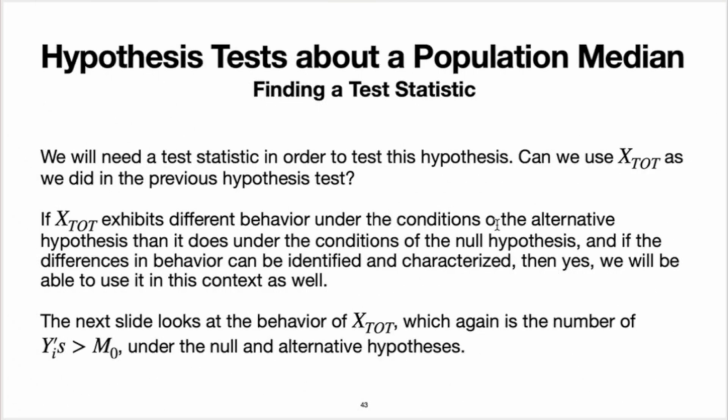Okay, so we'll need a test statistic in order to test this hypothesis. Can we use the same test statistic, EXST, that we used in the previous hypothesis test? Remember that the previous hypothesis test that we covered was a right-tailed test. And so the question is, do we need to come up with a completely different test statistic, or can we utilize the same test statistic? Well, if EXST exhibits different behavior under the conditions of the alternative hypothesis than it does under the conditions of the null hypothesis, and if the differences in behavior can be identified and characterized, then yes, we'll be able to use EXST in this left-tailed test context as well.